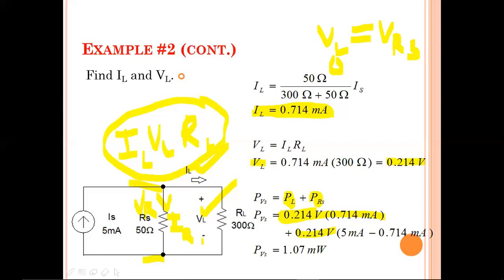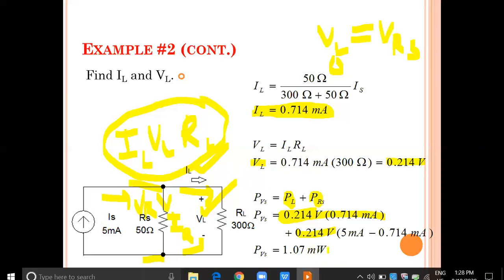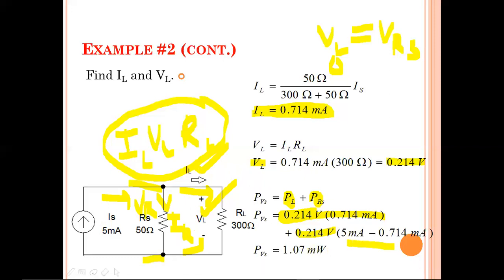For finding the current flowing through this, if I call it IRS, how am I going to find it? This is the input current, this is the output current, which is the delivered current. What about the rest of the current? Input current minus delivered current is equal to the rest of the current. So 5 milliamps minus 0.74, and you will get the current flowing through the internal resistance RS. Multiply that current with the voltage across RS, and you will get the power consumed by the internal resistance RS. Then adding these two powers, you will get the total power delivered by the source, IS.